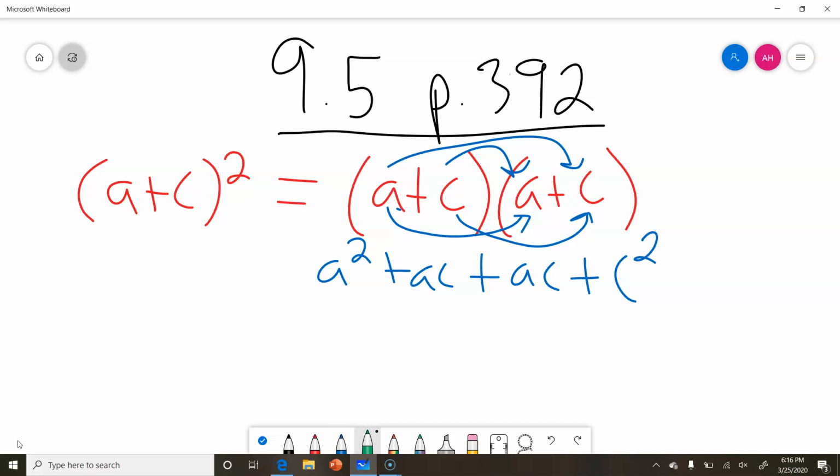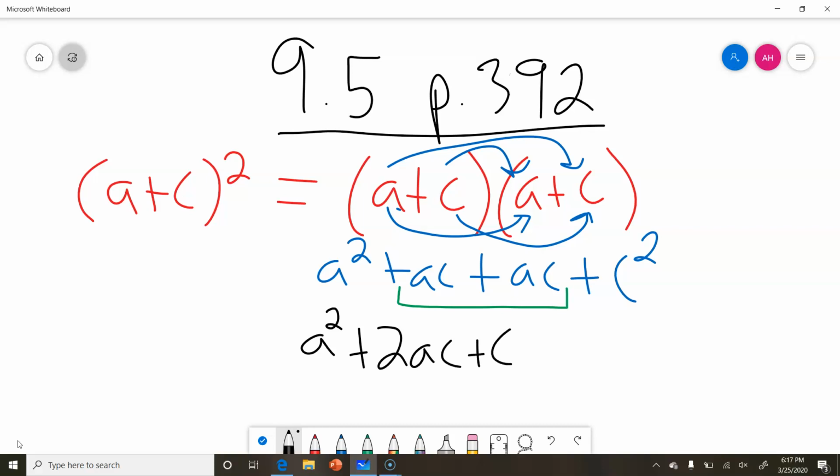So you have like terms here highlighted in green. So when we go to write our final answer, we get a squared plus, now there's two of them that are ac, so 2ac plus c squared. Now that's not very hard. That is using the FOIL method, and you can solve every single problem in the homework for today that way. So if you just want to do that, you can go ahead and do that.